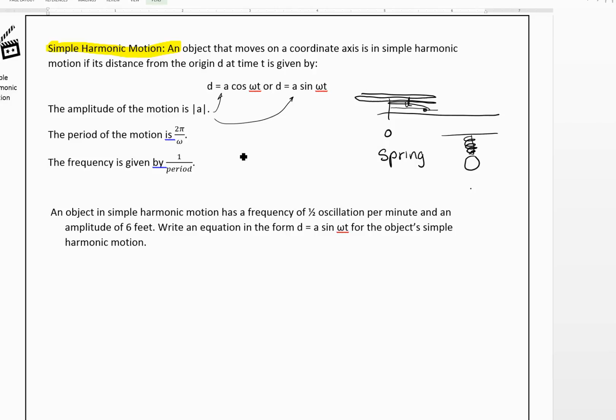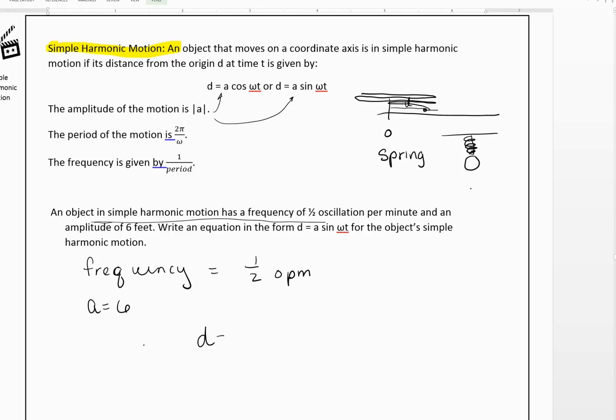divided by the period. So this says an object in simple harmonic motion has a frequency of 1/2 oscillation per minute, and an amplitude of 6 feet. So our A is equal to 6. Write an equation in the form d equals A sine of omega t for the object's simple harmonic motion.